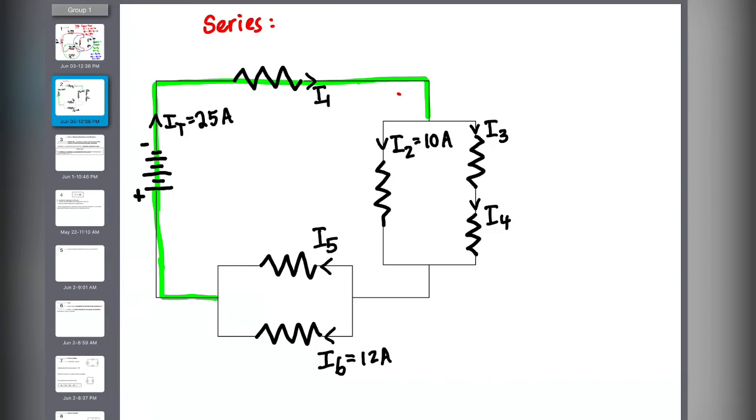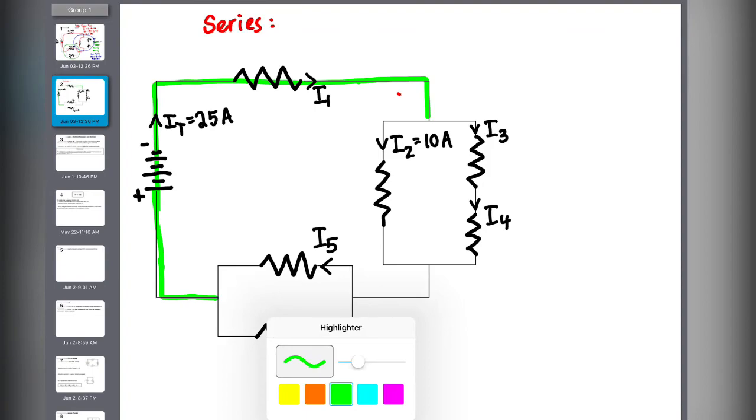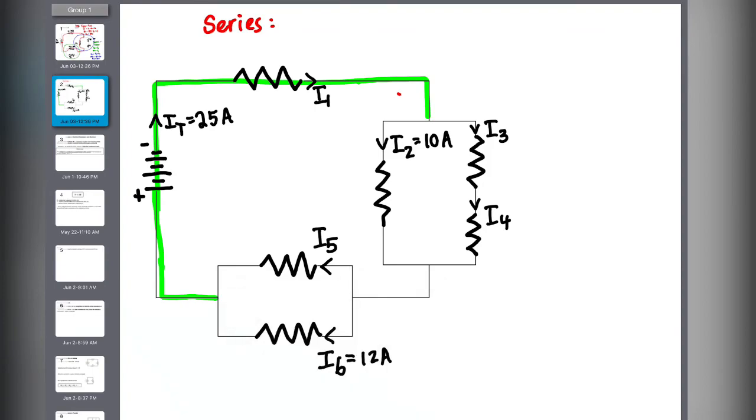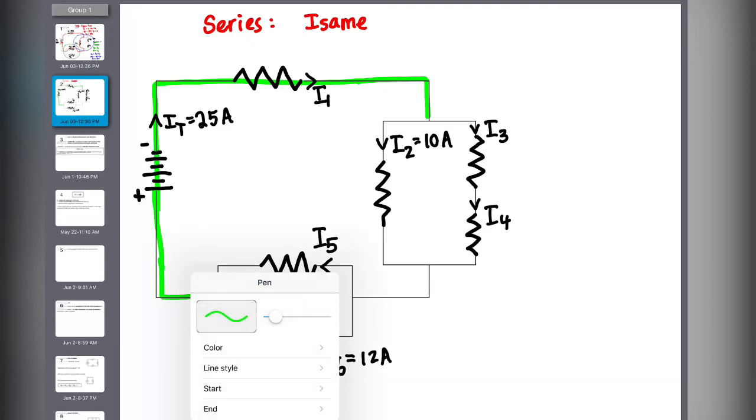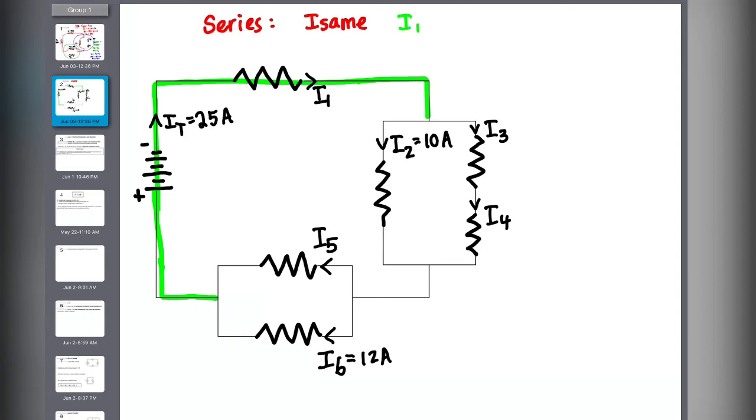What that means is the rule says if I have anything that is in series, all the currents are the same as each other. So I can say, using a green pen, that I1 and IT are the same because they are in series with each other.